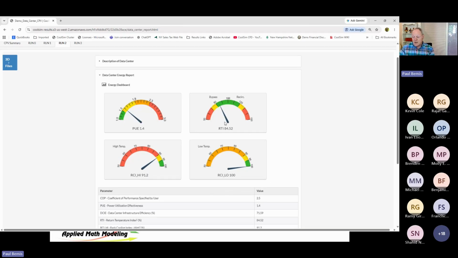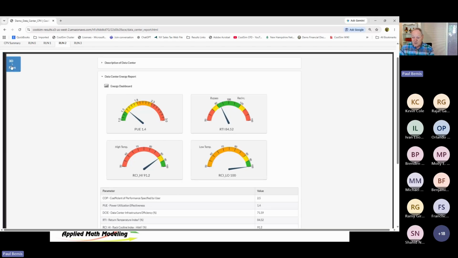So here we have RTI of 84. That means I certainly have enough air, but I've still got hot spot problems. So I've got some issues. Now, this generally speaking is not too bad. You're above 90. You're not too cold, but you've got some hot spots. So let's find out where they are.